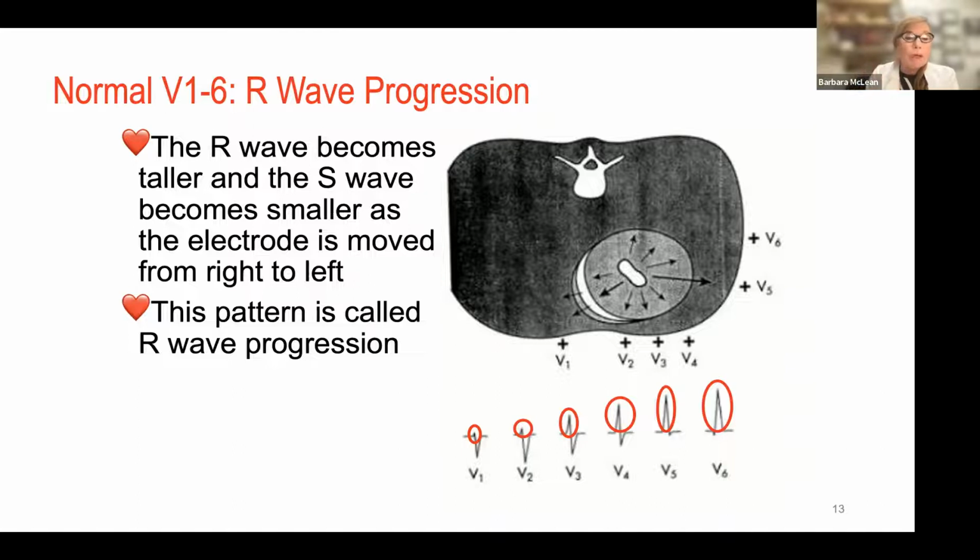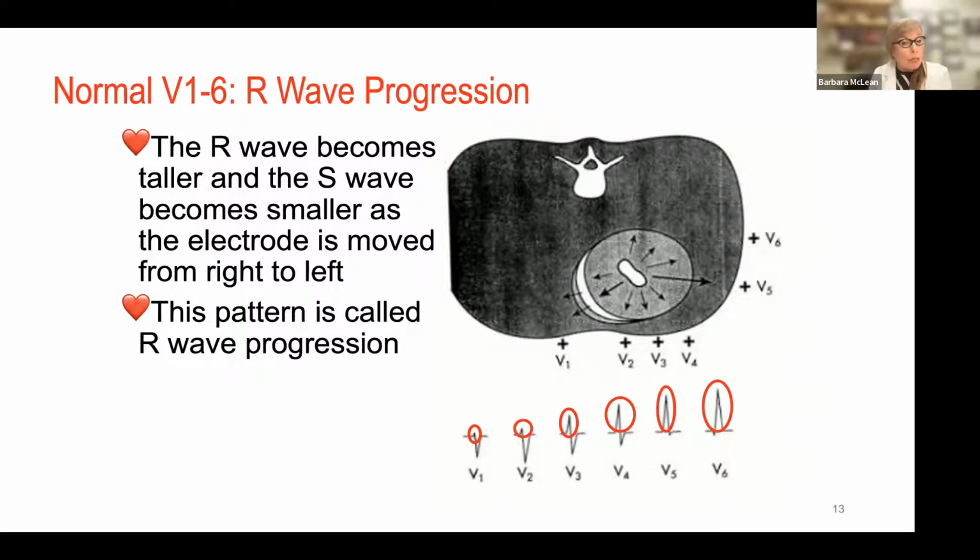You want to be able to talk about R-wave progression: small, bigger, bigger, big. R-wave progression is like going up a staircase of voltage. And the zone of transition. Zone of transition means that upright is bigger than downwards, and that should happen at V3 or V4.